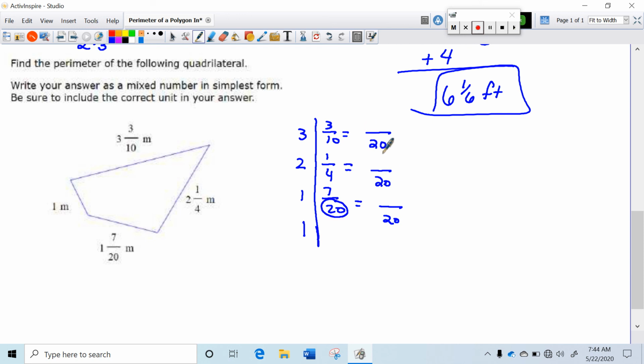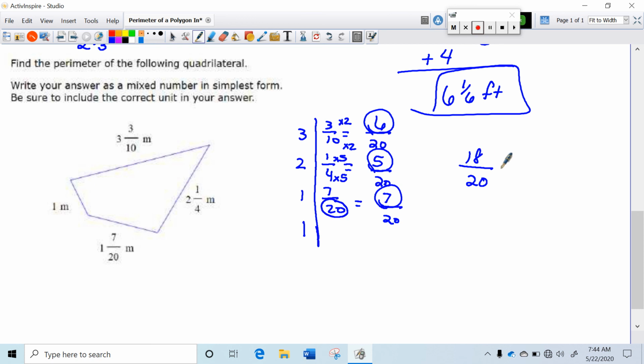So start dividing. 20 divided by 10 is 2. So I'm multiplying by 2. 3 times 2 is 6. 20 divided by 4 is 5. So multiply by 5. 1 times 5 is 5. And this already has a 20 on the bottom, so just write the 7 down. Okay, so we've got to keep our denominator the same and just add the numerators up. So this is 11 and 7 is 18.